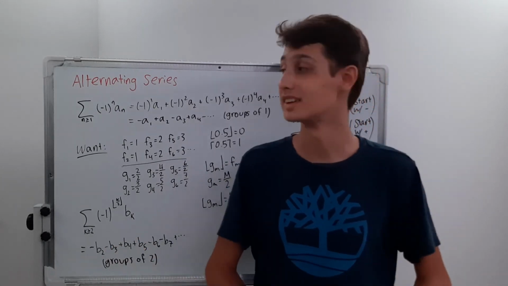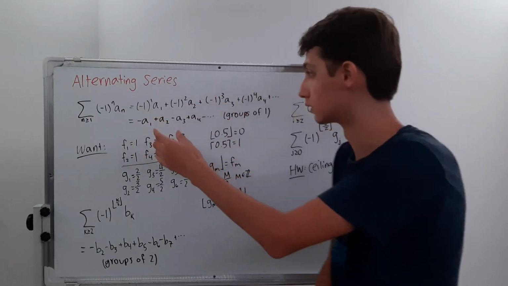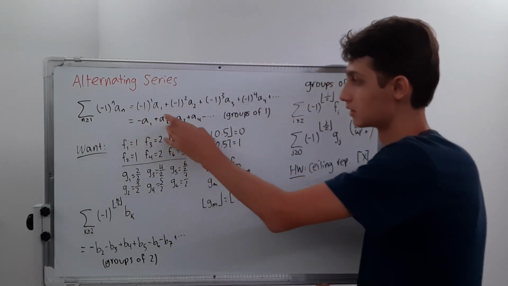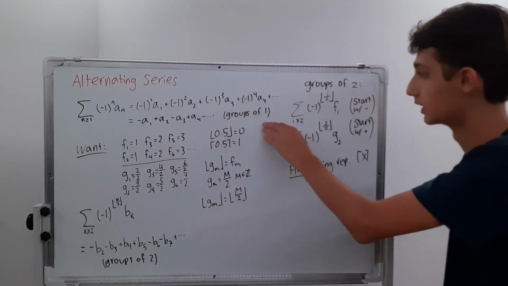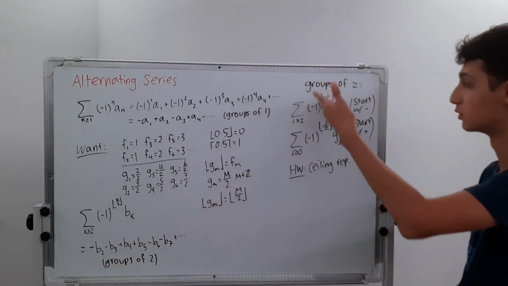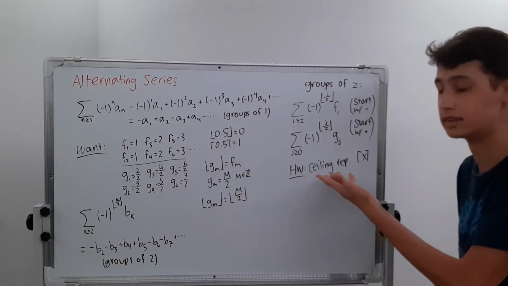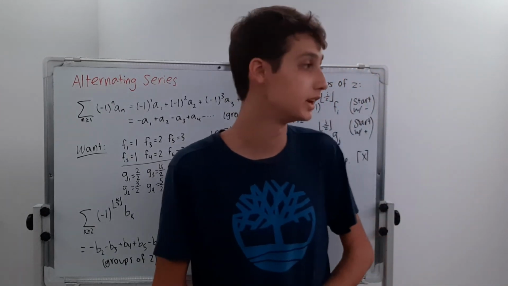Yeah, so that's the alternating series video. We started with this idea of just having a negative, a positive, a negative, a positive, or positive, negative. And then we expanded to the idea, well, what if we had groups of 2? And then what if we had groups of z? So now, what if we had a different way of representing that? So yeah, that's what we did in this video, so hopefully you enjoyed.